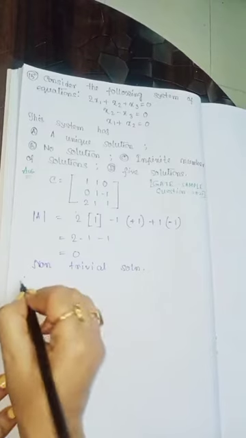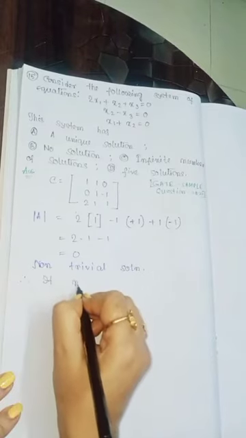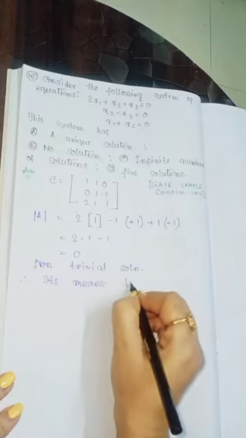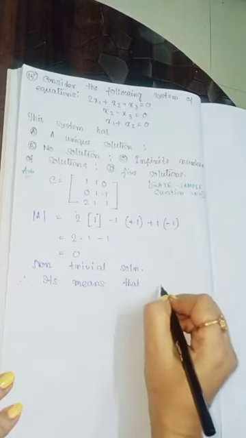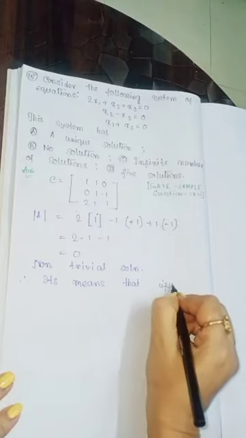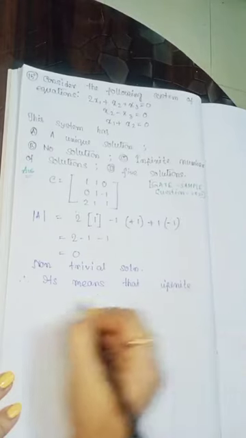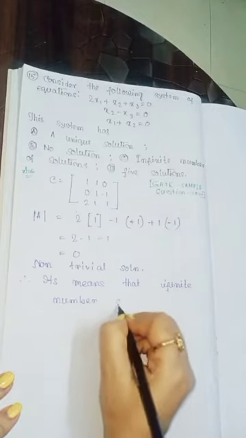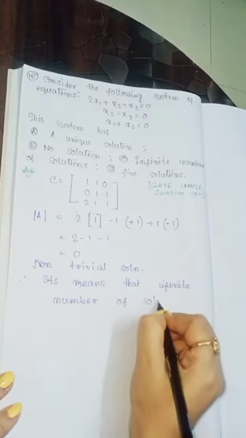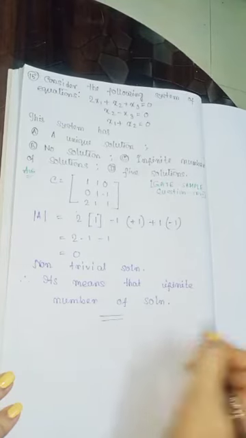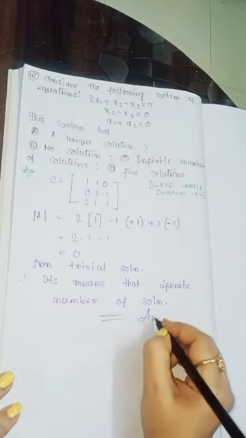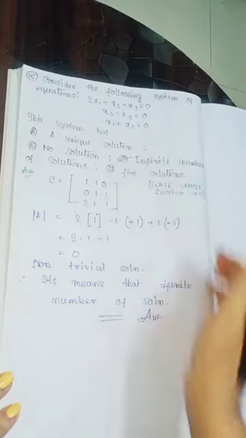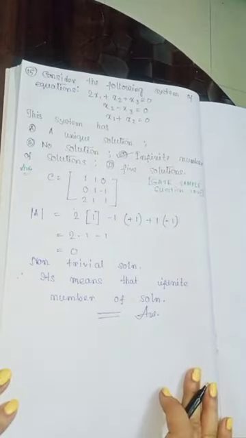So it means that it has an infinite number of solutions here. So we reached our required solution: infinite number of solutions. Option 3 is our correct choice. So this is the whole solution of question 15.